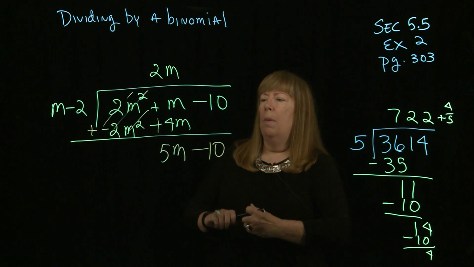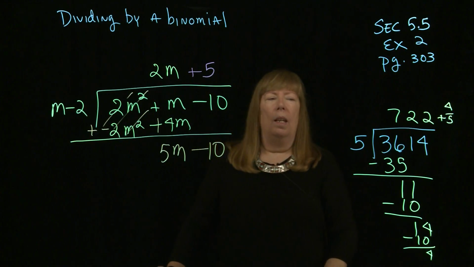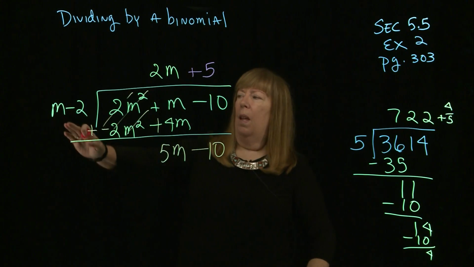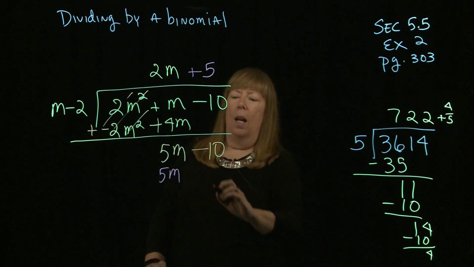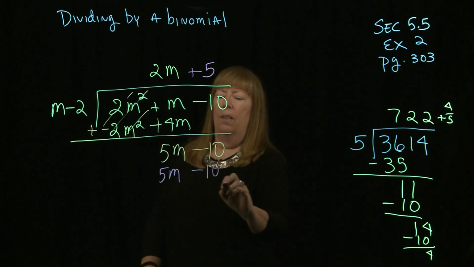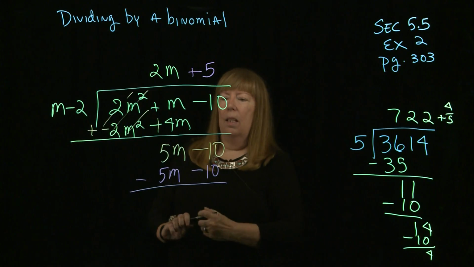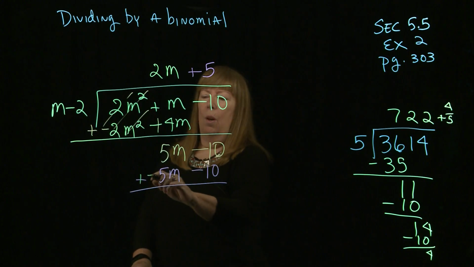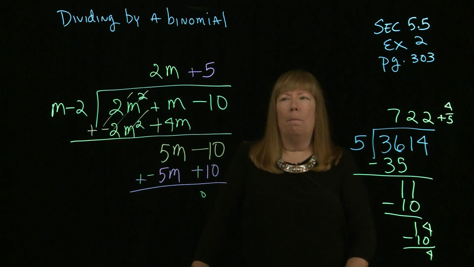What times m gives you 5m? Well, that would be 5. Step 2 is multiply. 5 times m is 5m, and 5 times negative 2 is negative 10. Step 3 was to subtract, but we never subtract. We always just add the opposite, and there's no remainder.